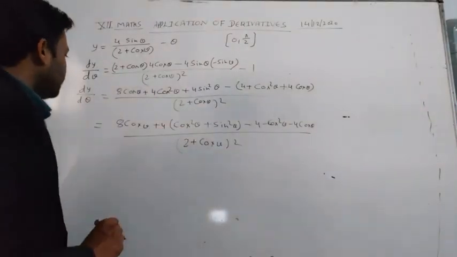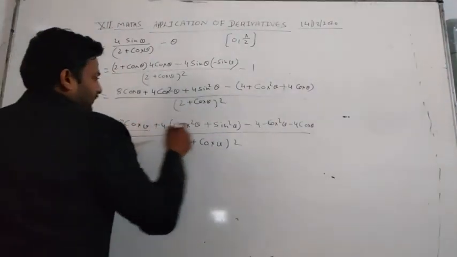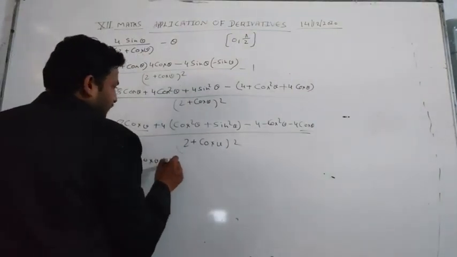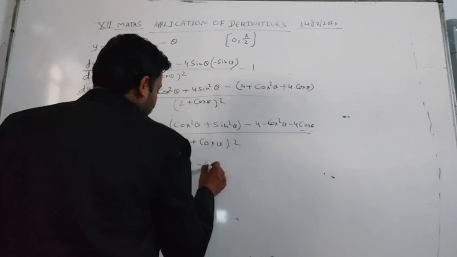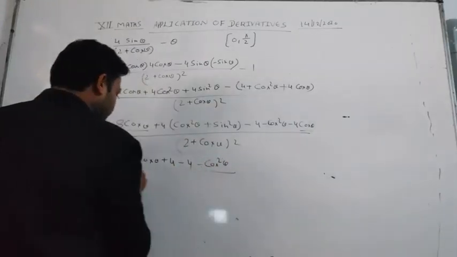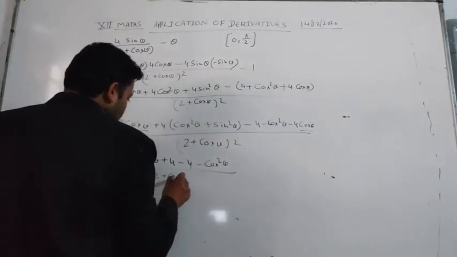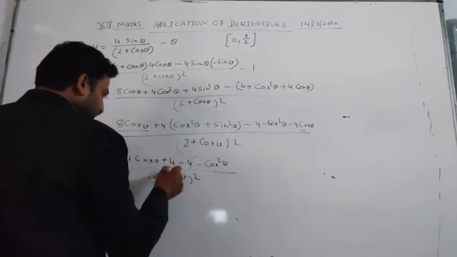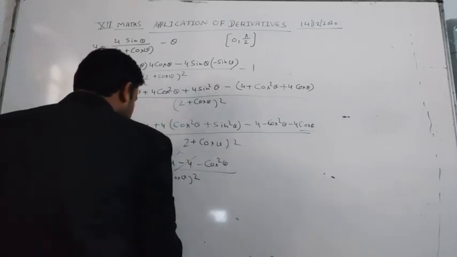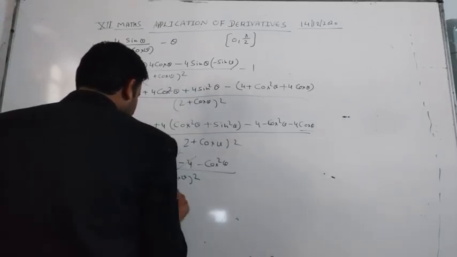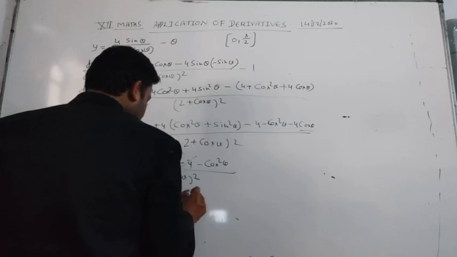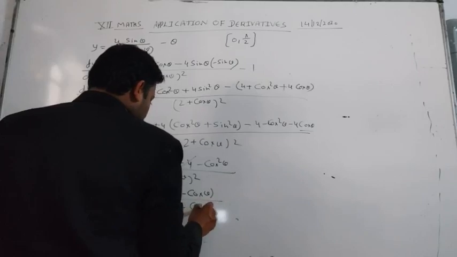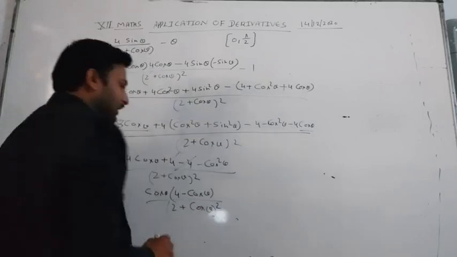Now this term is 1, and from 8 cos theta subtract 4 cos theta is 4 cos theta, plus 4 minus 4 minus cos square theta, and 2 plus cos theta whole square. So this is cancelled. Now taking cos theta outside, we get cos theta into 4 minus cos theta by 2 plus cos theta whole square.